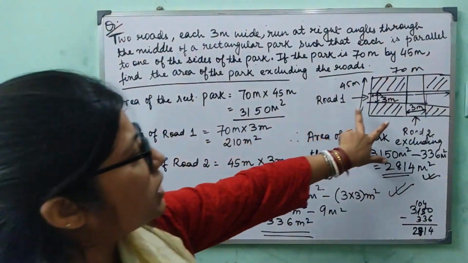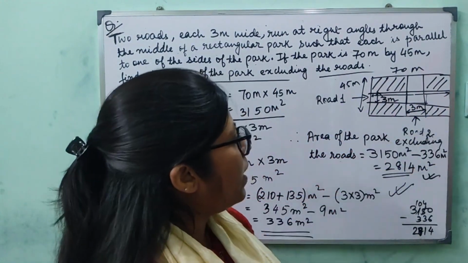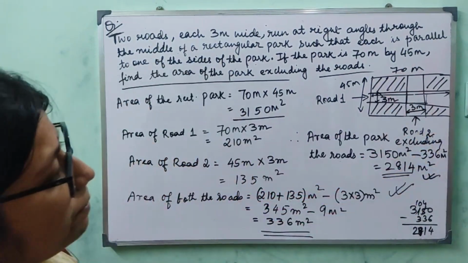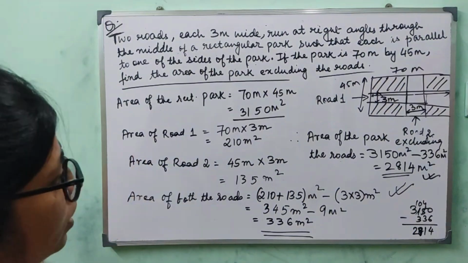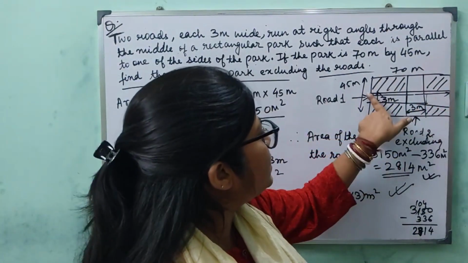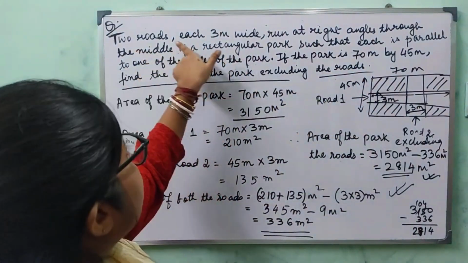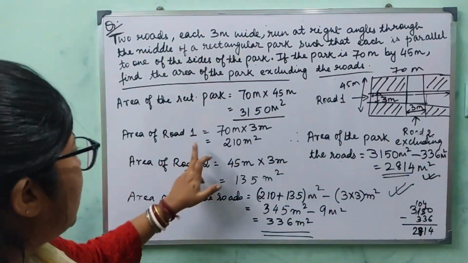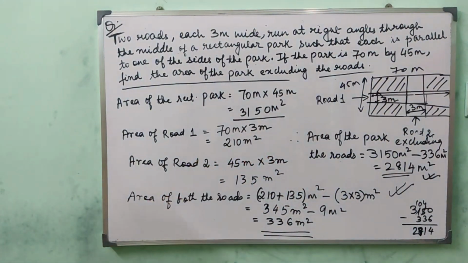Now I have named the two roads. The road which was parallel to the length, I have taken that as road 1, and the road which was parallel to the breadth, I have taken to be road 2. So the area of road 1: the length of road 1 is 70 and the breadth will be 3 meter because the roads are 3 meter wide. So 70 into 3 meter, that is 210 meter square.